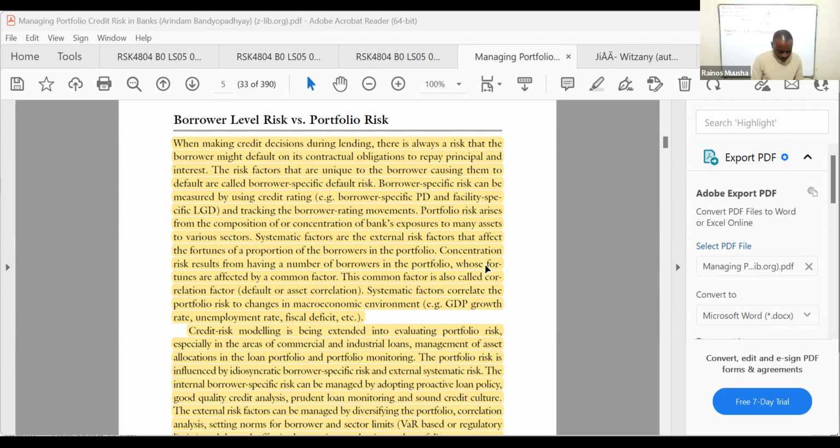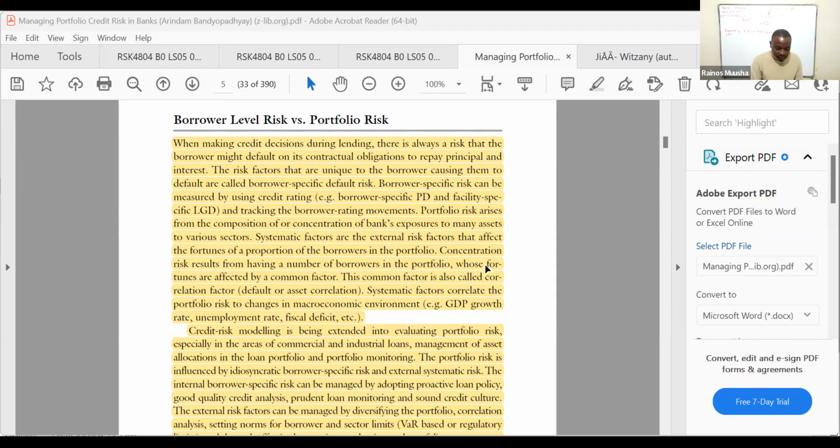So here we're saying, when making credit decisions during lending, there is always a risk that the borrower might default on its contractual obligations to repay principal and interest. The risk factors that are unique to the borrower causing them to default are called borrower-specific default risks. The borrower-specific risk can be measured by using credit rating and tracking the borrower rating movements.